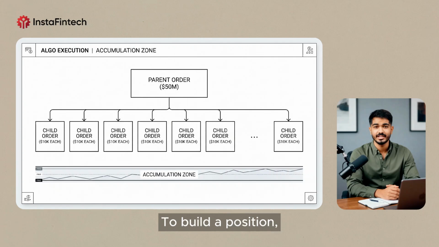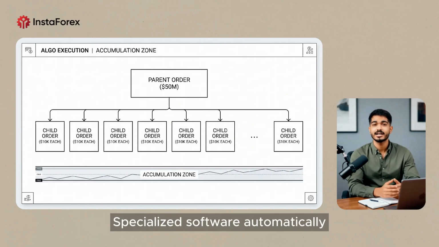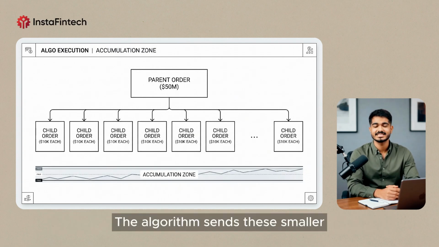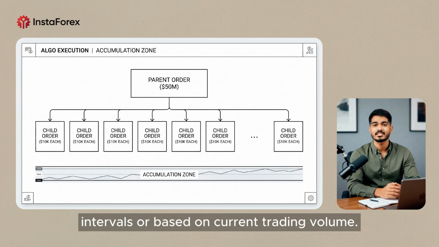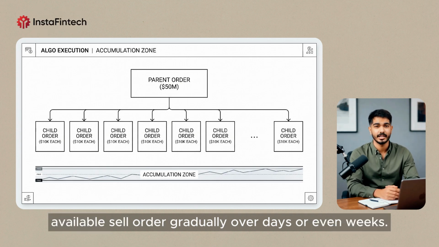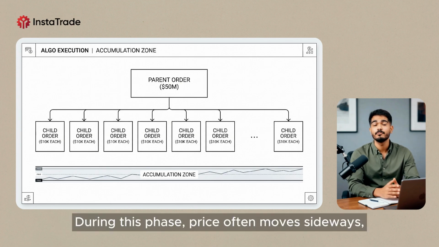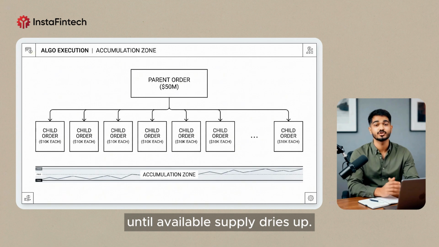To build a position, institutional players rely on algorithmic orders. Specialized software automatically slices a massive order into thousands of smaller chunks. The algorithm sends these smaller pieces to the exchange at set time intervals or based on current trading volume. As a result, the large buyer absorbs available sell orders gradually over days or even weeks. During this phase, price often moves sideways, creating an accumulation zone until available supply dries up.